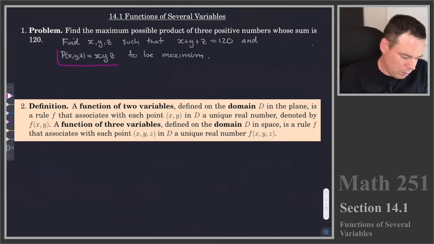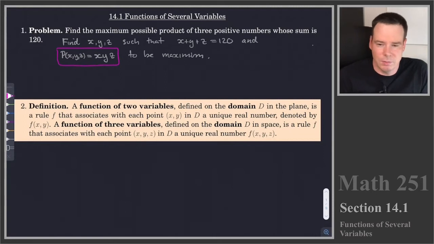The thing we've just introduced here is this notion of a function of more than one variable. Here it's three variables, three inputs, and the one output is the product. That's the topic of today's lecture. It's these kinds of functions, functions of multiple inputs, or what we call functions of several variables.